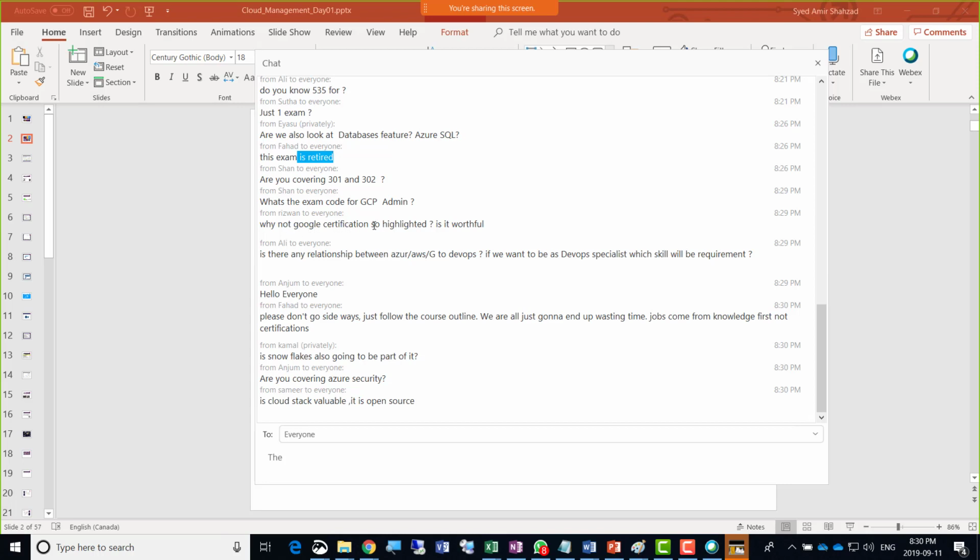Why not Google certification so highlighted? So Rizwan is asking why Google certification is not. That's a very good question, guys. Google does not have a big data center presence across the globe. It doesn't have the kind of investment that AWS and Azure made across the globe. So that's why Google is not yet there.